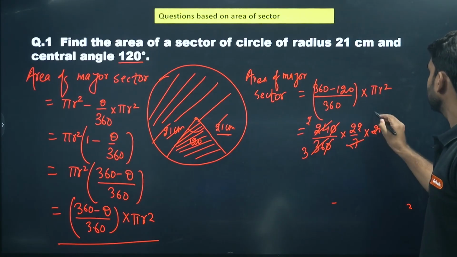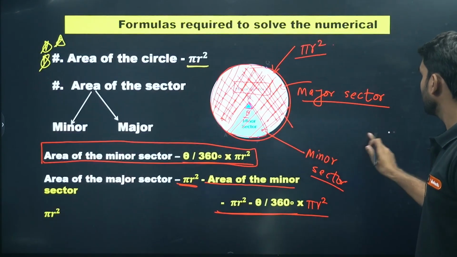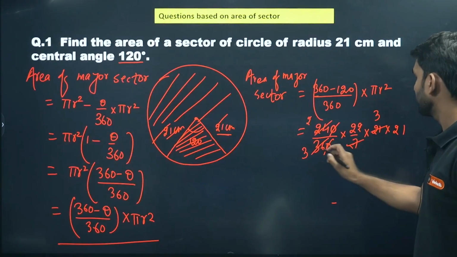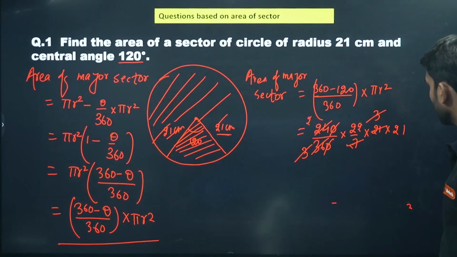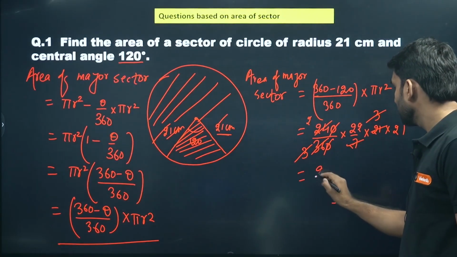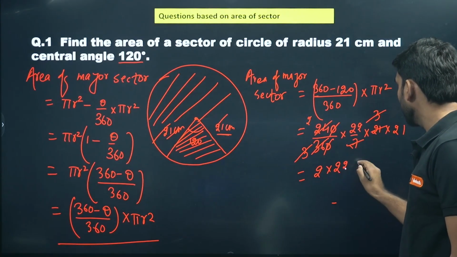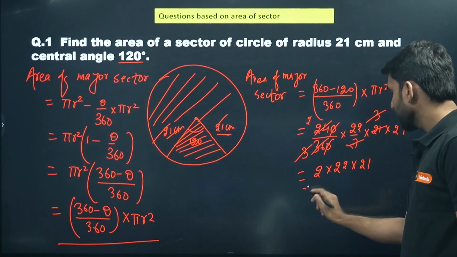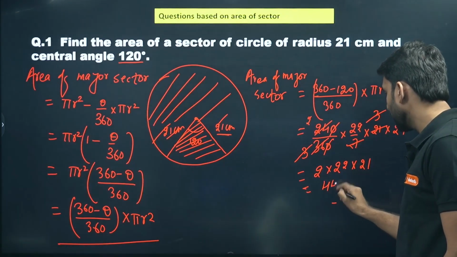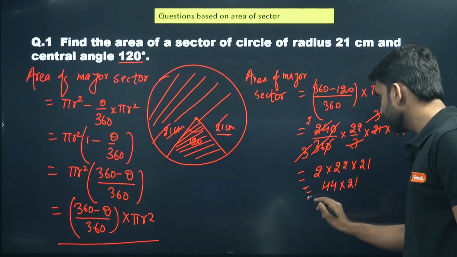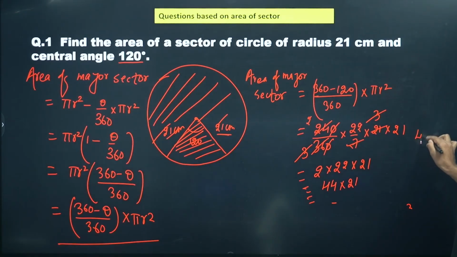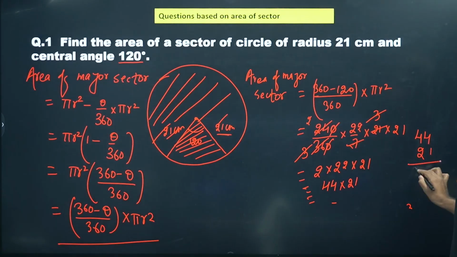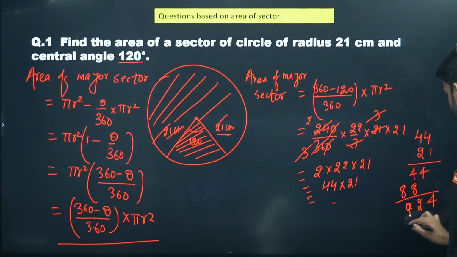We can cancel by 3, 3 2s, 3 cancel. What are we getting as a result? 2 into 22 into 21. Okay, so 22 into 2 is 44, into 21. So what will be the result? 44 into 21. So 44, 88, that will be 924.